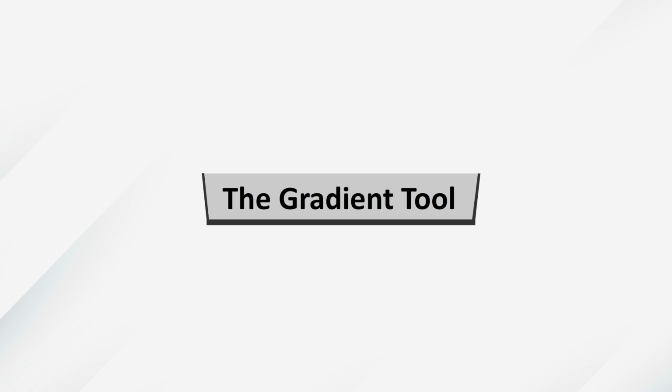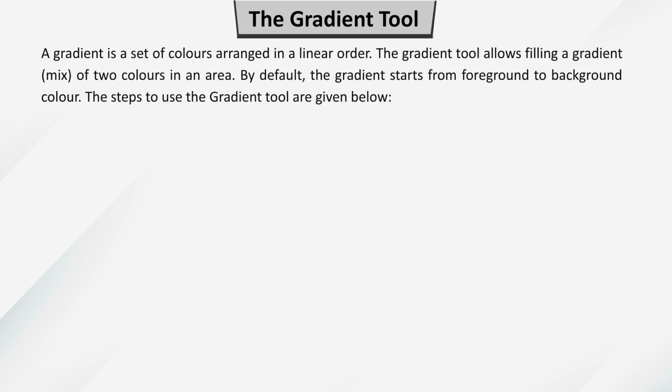The Gradient tool. A gradient is a set of colors arranged in a linear order. The Gradient tool allows filling a gradient mixed of two colors in an area. By default, the gradient starts from foreground to background color. The steps to use the Gradient tool are given below.